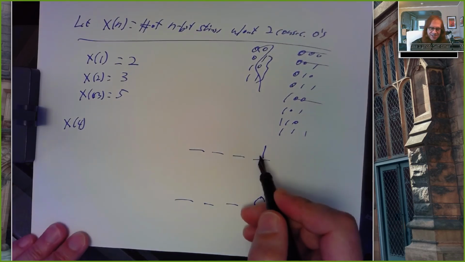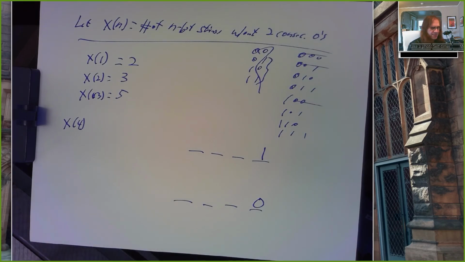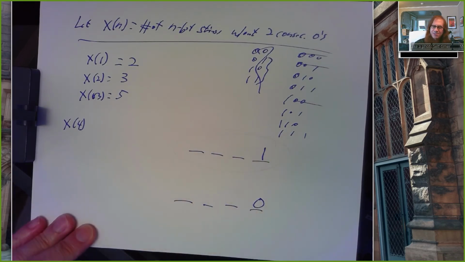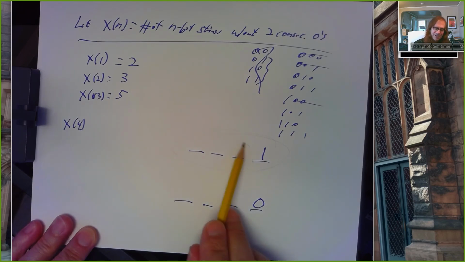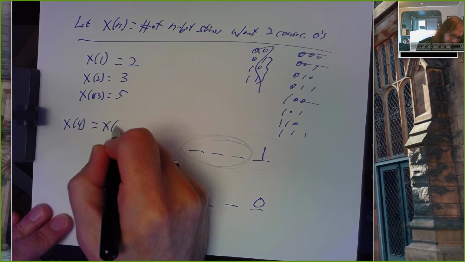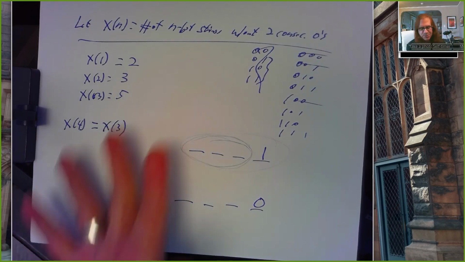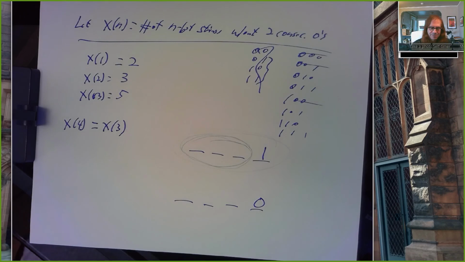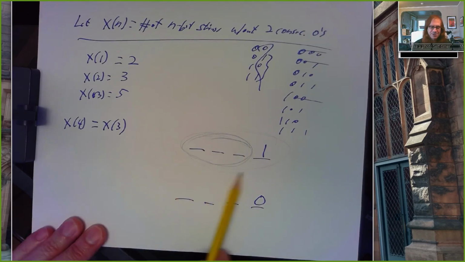So if this last digit is a 1, and the whole string is not allowed to contain two consecutive zeros, our only requirement on these three bits is that they don't contain a pair of consecutive zeros. And how many 3-bit strings are there that don't contain two consecutive zeros? That's just x of 3, which we know is 5. But in general, it's the number of n minus 1-bit strings without consecutive zeros.